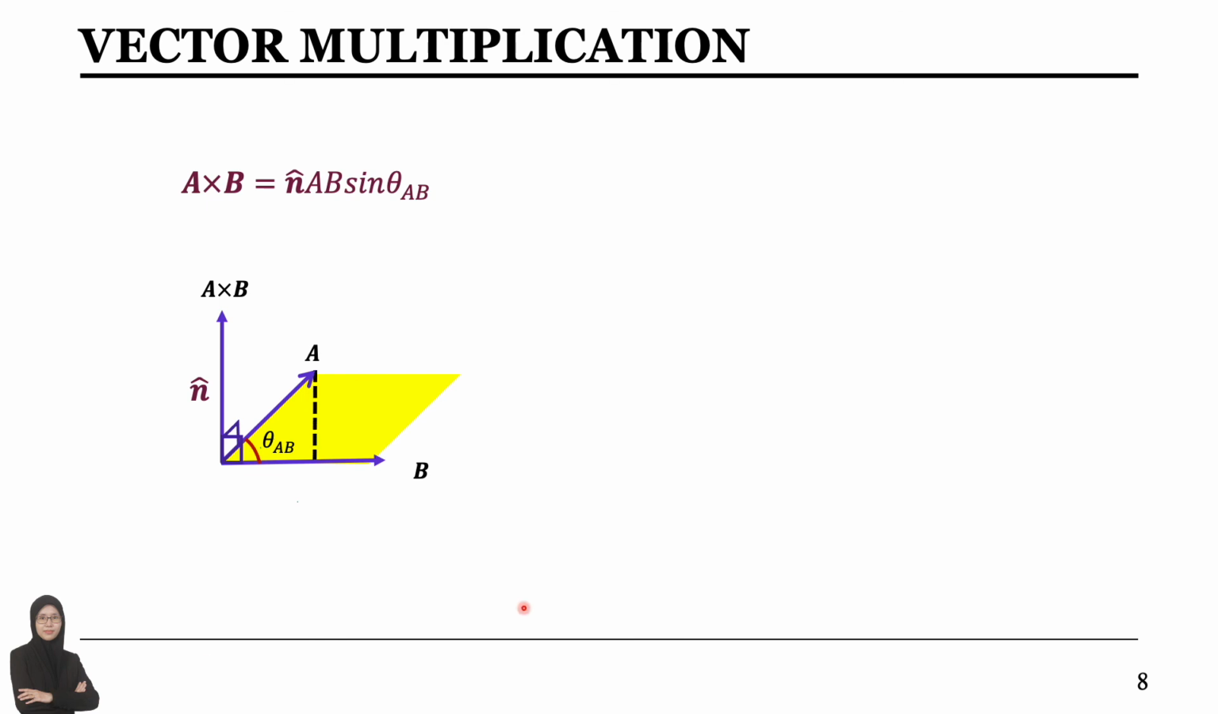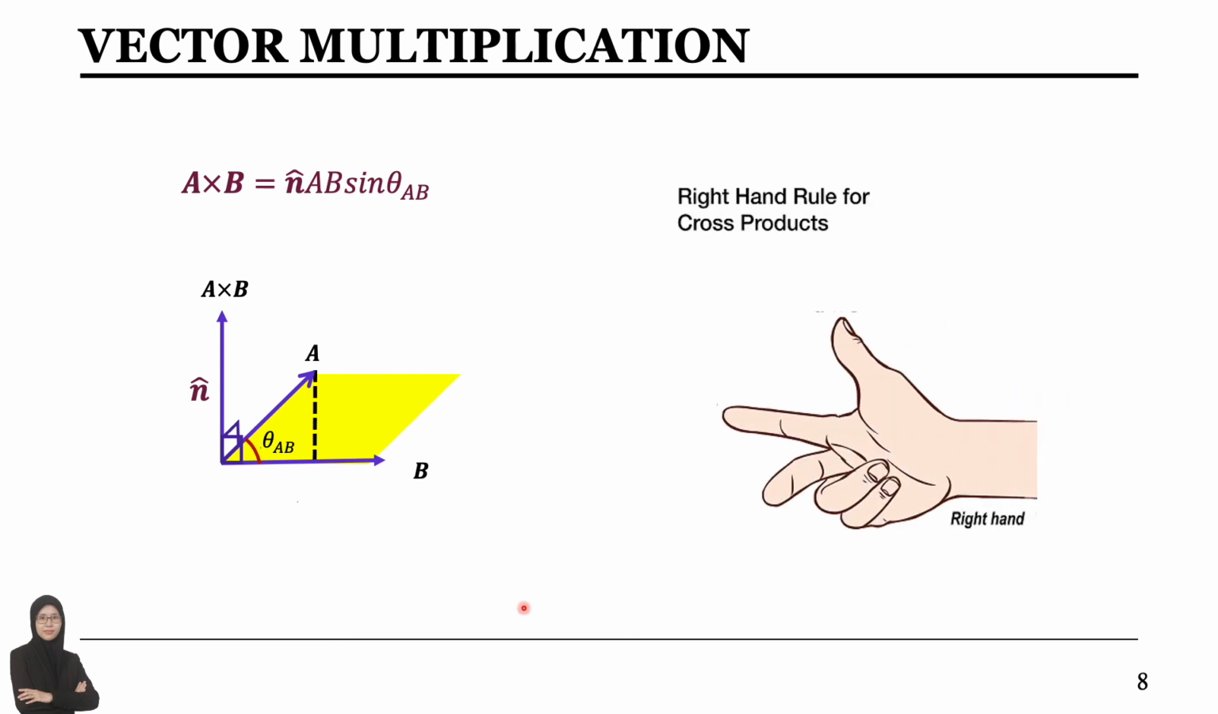So let's take a look at the right hand rule for the cross product. Let's say this is for the A direction and this is for the B direction. Thus, the product will be here.